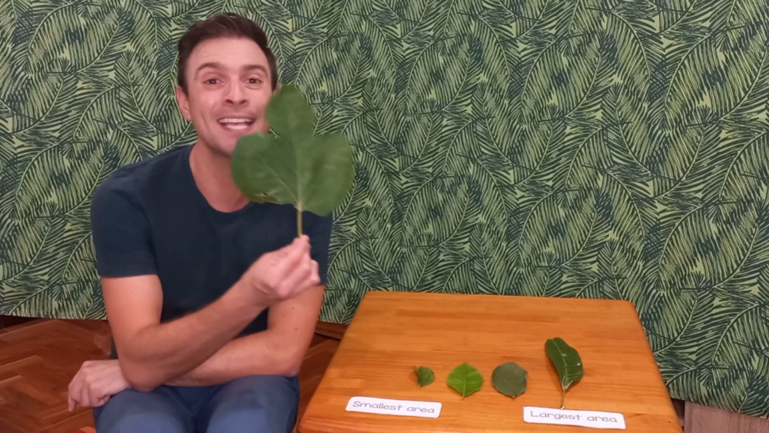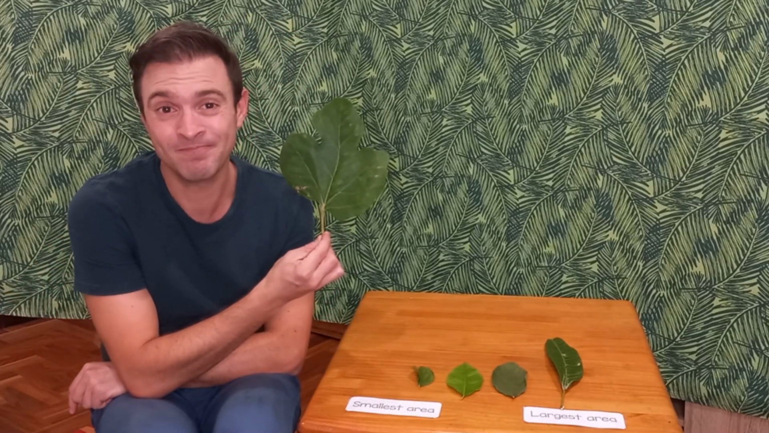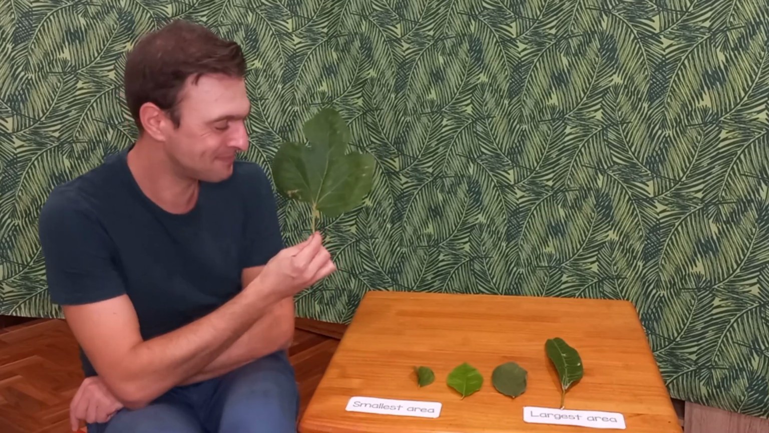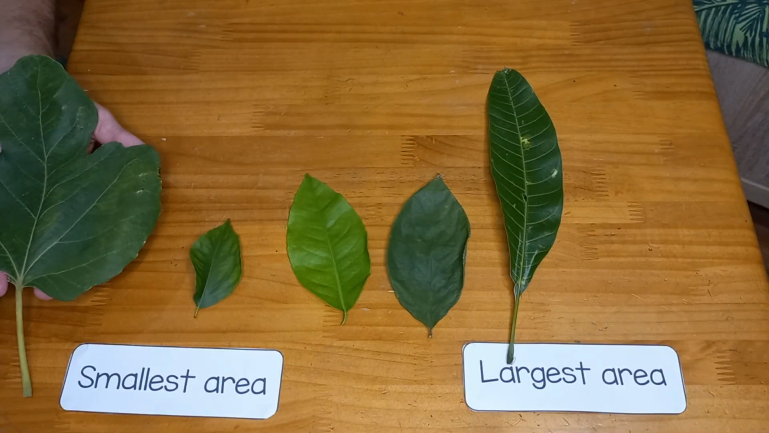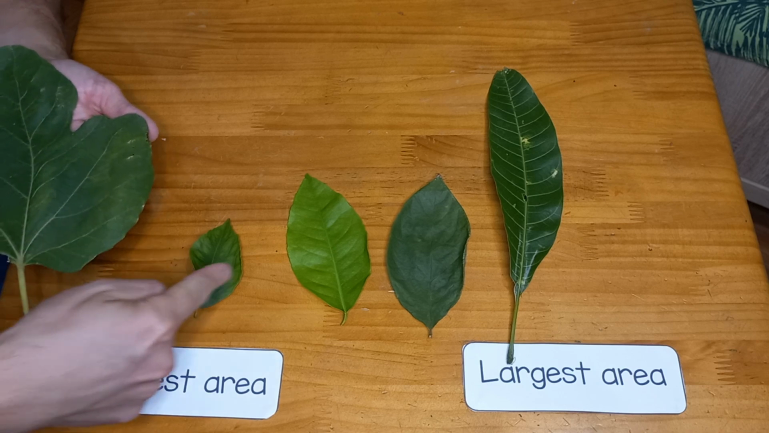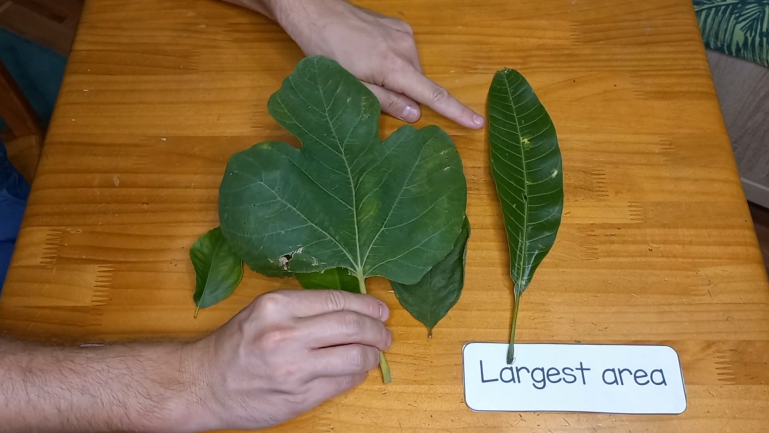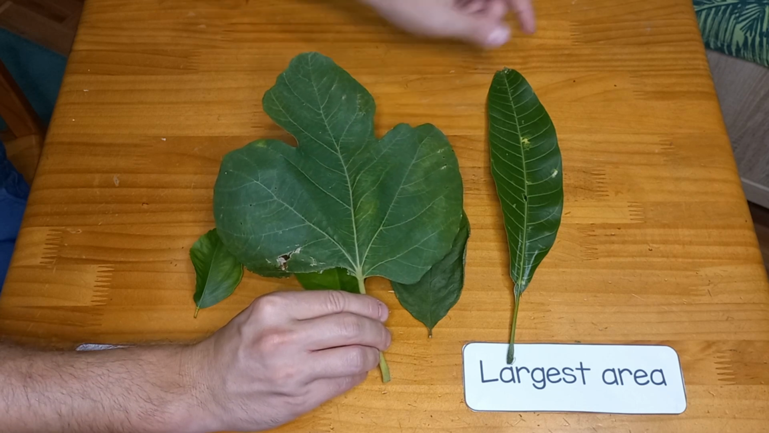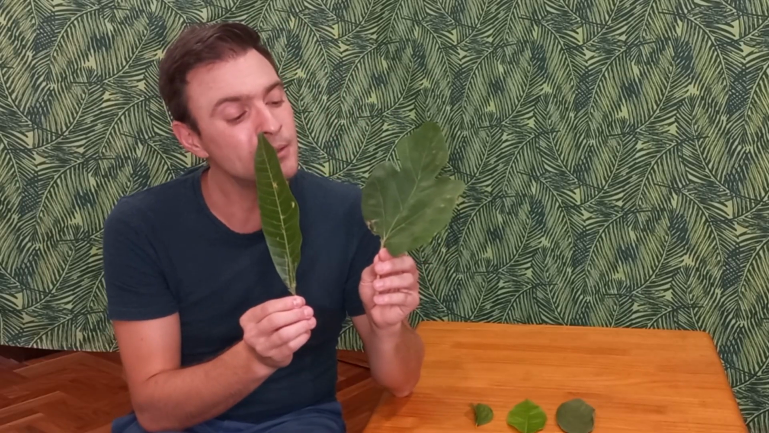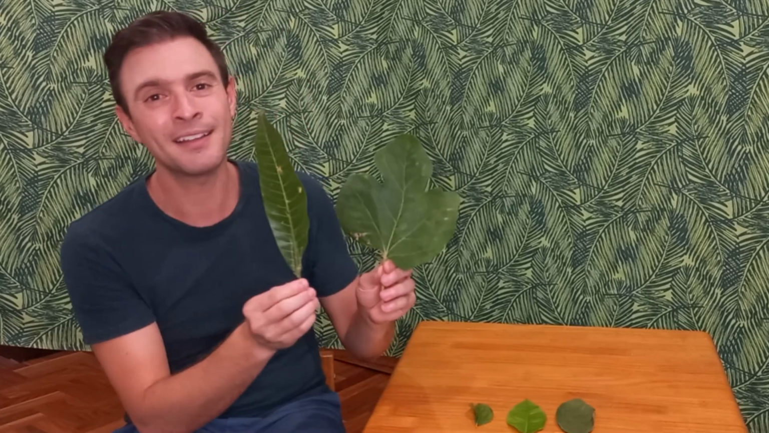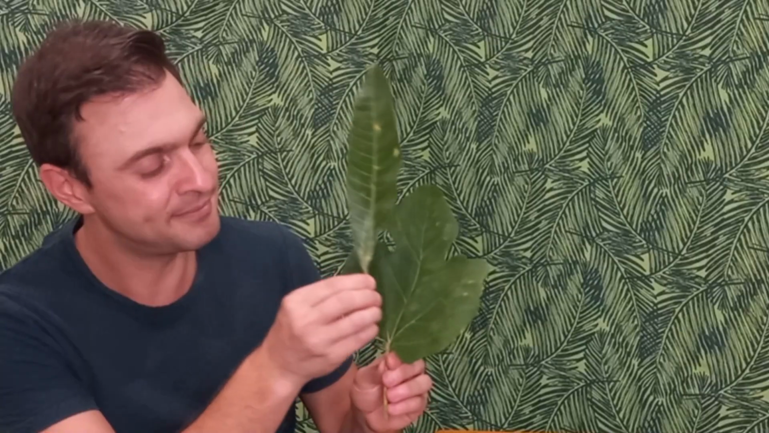Where would I place this leaf on the table? Let's compare. Well, this leaf looks like it has a larger area than these three, doesn't it? But what about this one? These two leaves are different shapes, so it makes it harder to tell which has a larger area and which has a smaller area. Well, I'm going to place one leaf on top of the other. That might give us a better idea. What can you see?